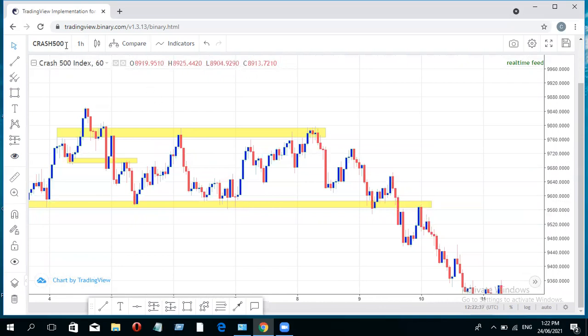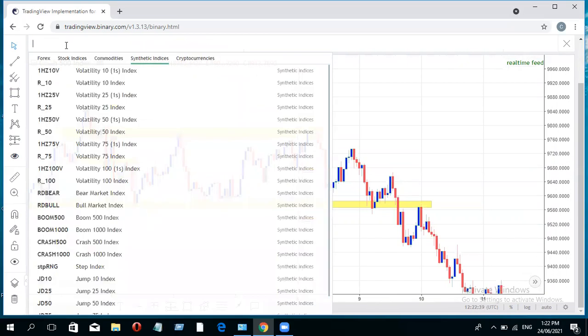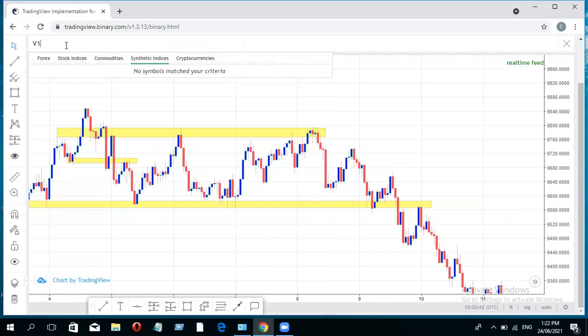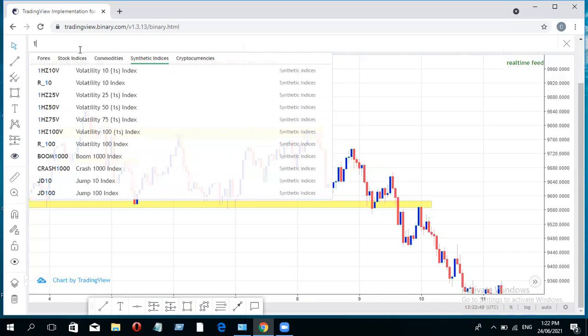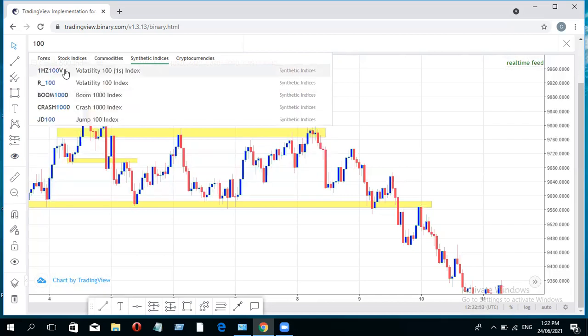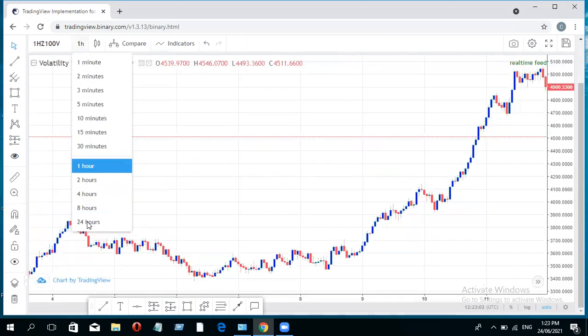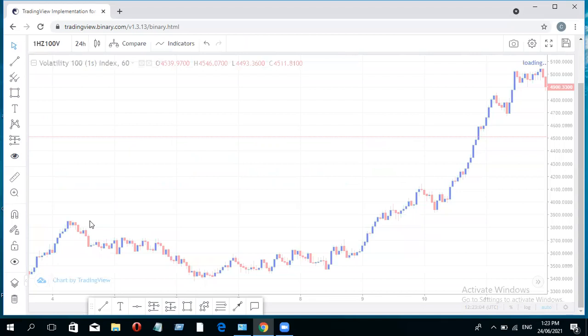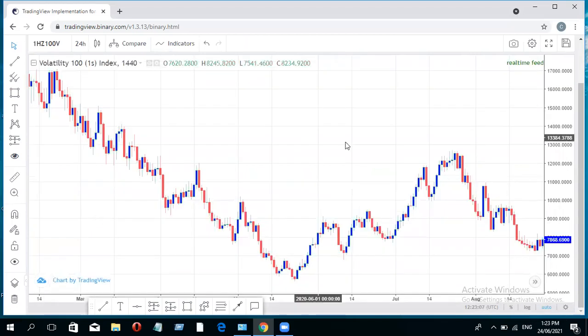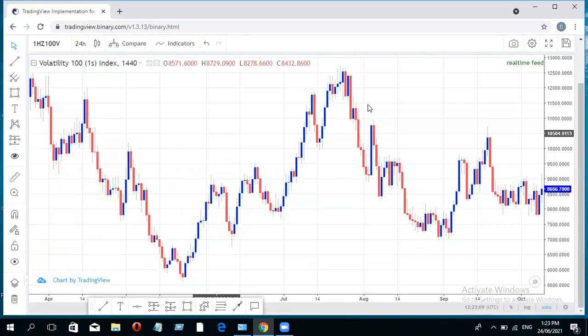Let's look at another example of a break of structure, and then let's use something like V100. Okay, no, this is V100 to check. Let's use 100s, though I don't trade 100s, but let me just see what is happening. Let me use the daily time frame to know what's happening overall.